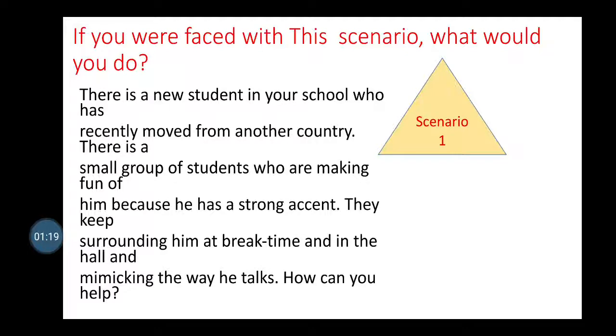I need from you to consider these scenarios. What would you do if you were faced with these scenarios? Number 1, imagine a new student in your school who has recently moved from another country. A group of students are making fun of him because maybe he has a strong accent, and of course during break time they are always surrounding him and mimicking the way he talks. How can you help?